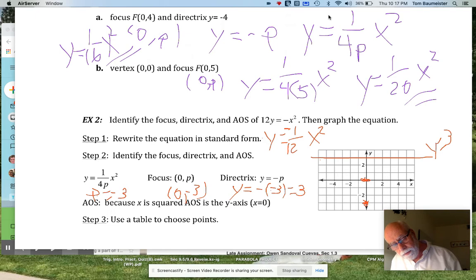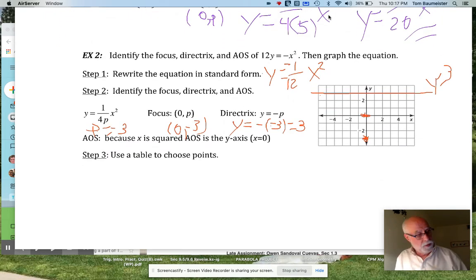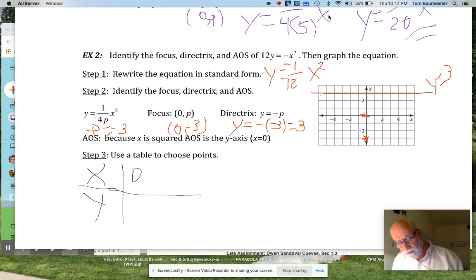All right? And then what I said then is to choose a table. So if I choose a table to choose the points, now I want you to think, I don't want you to do too many of them, just enough to make you draw the parabola. Well, when we have x is 0, we know y is equal to 0. All right? Now here's what I want you to think. I have negative 12 on the bottom. I don't want you to spend a lot of time here on stuff.